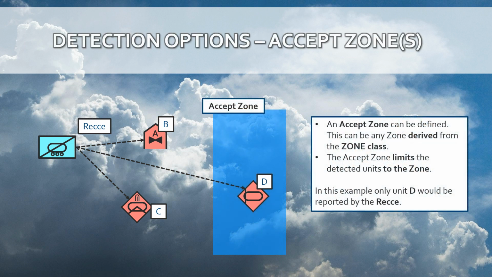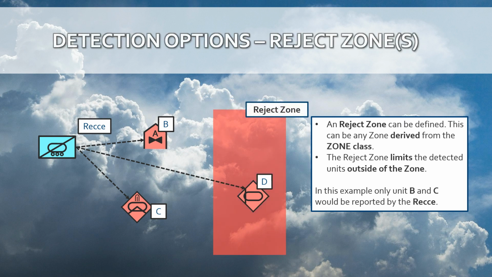The other one is accepted zones. You could say the reconnaissance vehicle could detect D, B and C, but I will only accept the detection of D because it's in an accept zone. B and C would not be accepted. There are APIs available within the detection objects that will allow you to set those zones, and I will explain that when I get into the coding aspects of these.